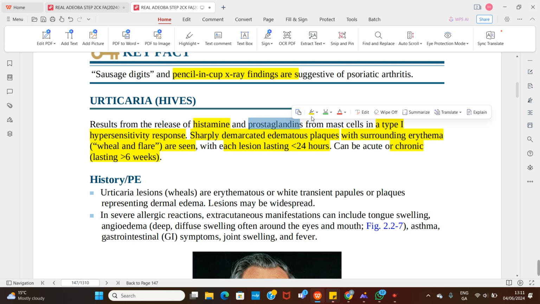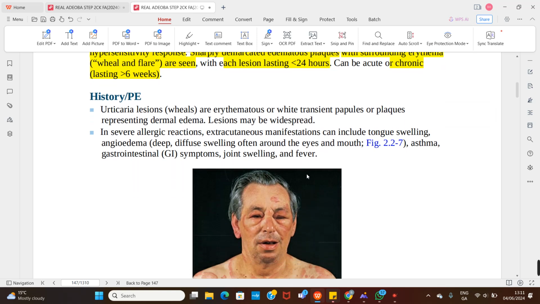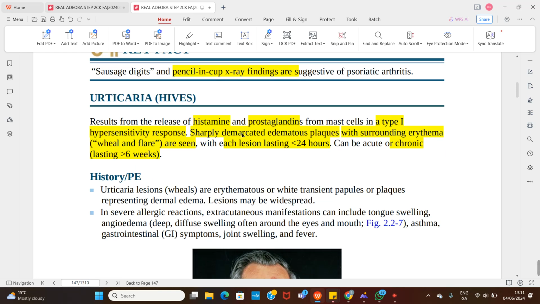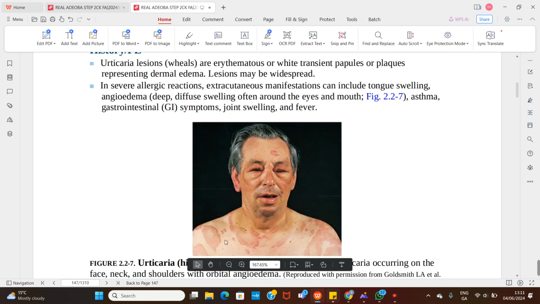And this is going to lead to vasodilation that is going to bring about extravasation of fluid into the dermis. So the vasodilation will affect the dermal capillaries, causing fluid extravasation into the dermal tissues. And that brings about the urticaria. Don't forget, it is the dermis that is affected majorly. The dermis.